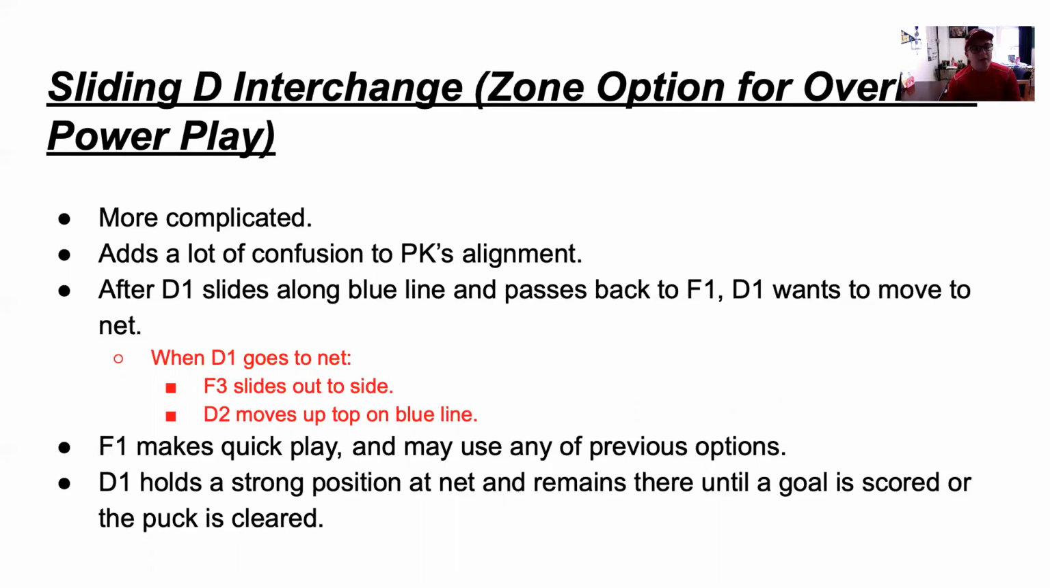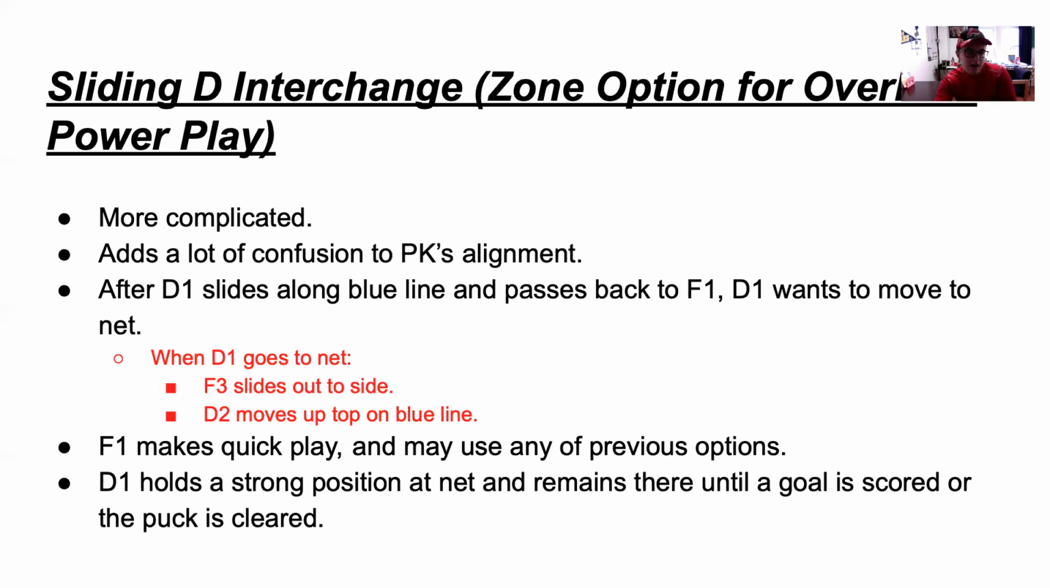After D1 slides along the blue line and passes back to F1, D1 wants to move to the net. When D1 goes to the net, F3 slides out to the side, and D2 moves up to the top on the blue line. F1 makes a quick play and may use any of the previous options. D1 holds a strong position at the net. It remains there until a goal is scored or the puck is cleared.